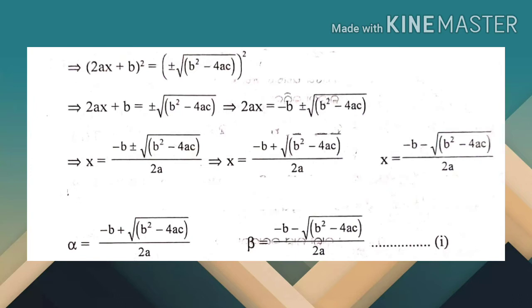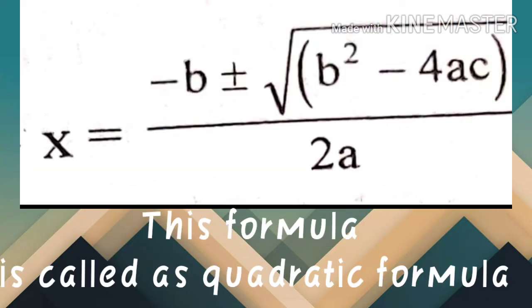Taking the first root as alpha and the second root as beta, we have alpha is equal to minus b plus square root of b square minus 4ac whole divided by 2a. Beta is equal to minus b minus square root of b square minus 4ac whole divided by 2a. The formula x is equal to minus b plus or minus square root of b square minus 4ac whole divided by 2a is called the quadratic formula.